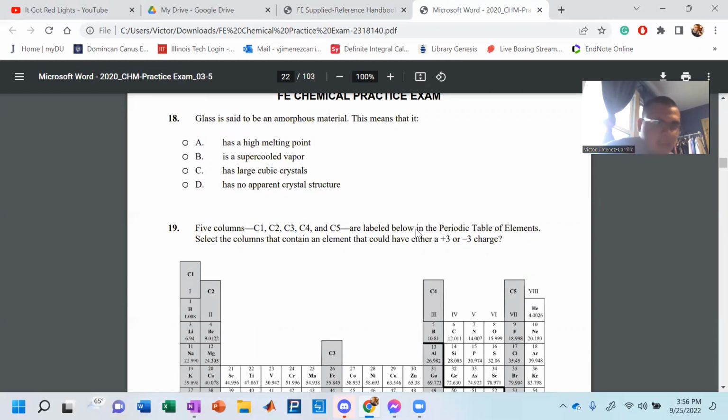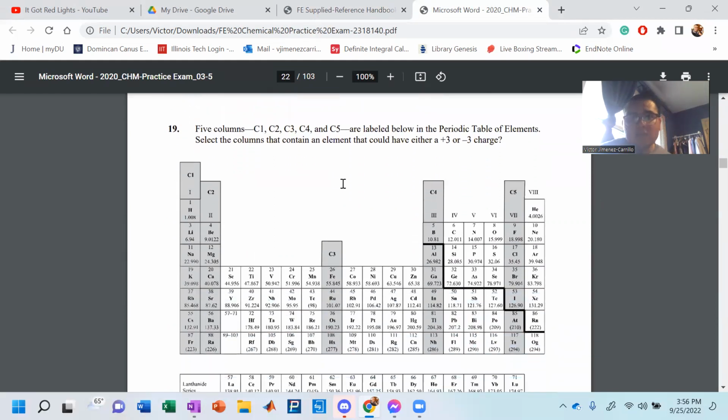Okay. Next, 19. Five columns, C1, C2, C3, C4, C5, are labeled in the periodic table of elements. So which column contains an element that could either have a plus or minus 3 charge? Now, I hate calling out Madeline, but she should know this easily. So think about it this way. Draw the periodic table: this is +1, this is +2, this is +3. Technically, this is plus or minus 4, because it could be either. Then it goes -3, -2, -1.